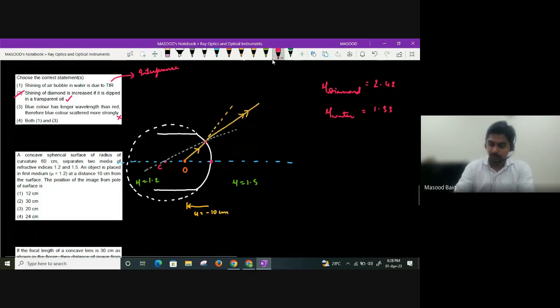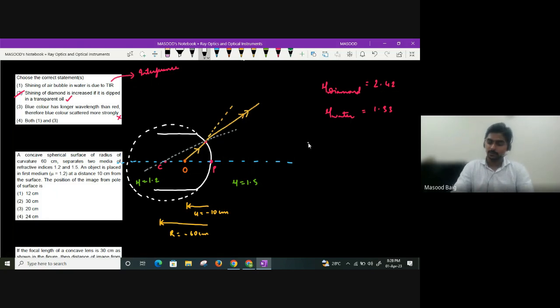And what should be our radius of curvature? Again, all measurements should be taken from the pole, guys. Radius of curvature is also measured opposite to the direction of incident rays, so it should also be taken as minus 60 centimeters. Clear? Now, here refraction is taking place at spherical surfaces.